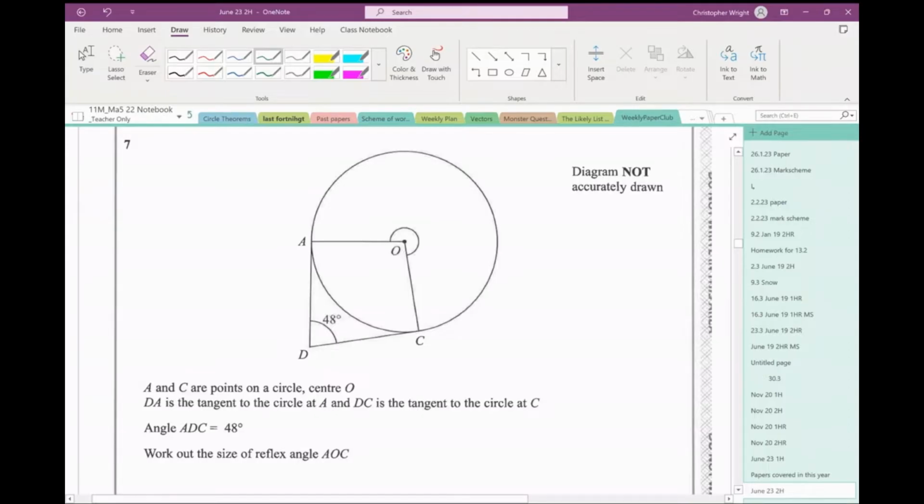Question 7. A and C are points on a circle with the centre of O. DA is a tangent and DC is a tangent. ADC, this angle is 48. Work out the size of the reflex angle AOC. So it wants the size of this angle, but it's already marked there.